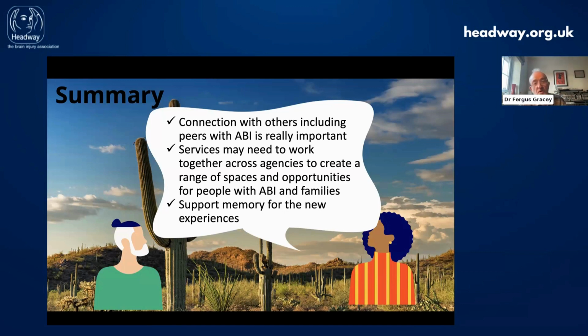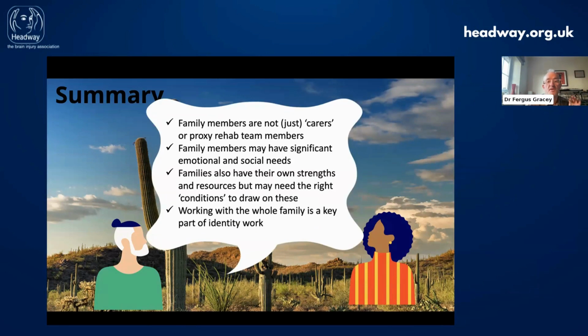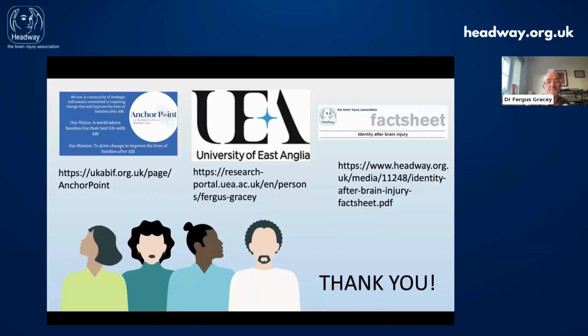And for people with brain injury, you might need support for that. And I think Bonnie Kate Dewar is talking about memory in the next webinar. So I'm sure she'll have lots of ideas in her talk about ways in which memory can be supported. But it's another key element in thinking about the injured person. We must remember the needs of families in their own right, and working with the whole family is a key part of identity work, in my view.